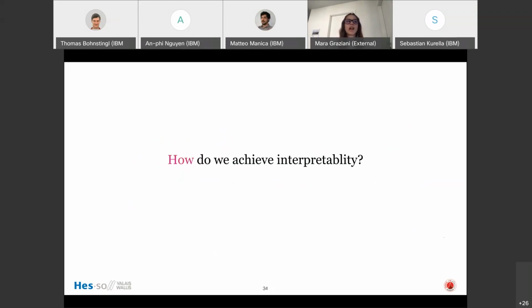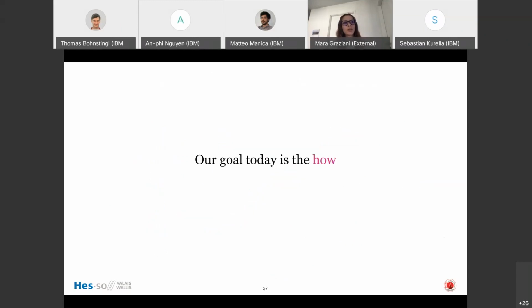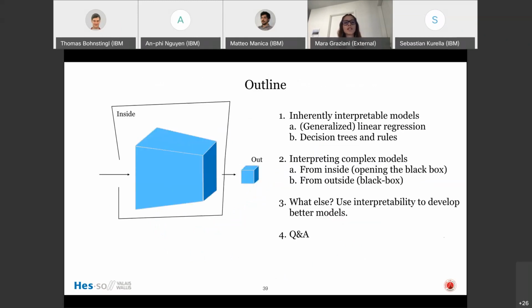The next question is, how do we achieve interpretability? How do we get there? And that's the challenge and the current trend. Interpretability has been a subject of more and more research, and this topic has been touched also by many different conferences with new workshops and project proposals arising. Our goal today is exactly the how. So we want to work around this question to get a clear understanding and to get to know what to apply and where. And this is how we're going to get there.